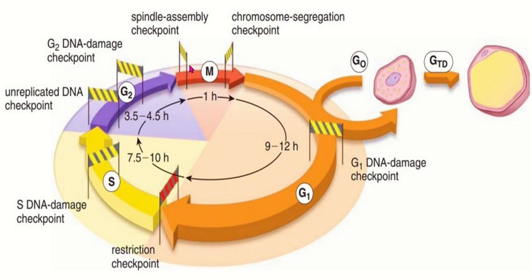Here two checkpoints are present: the spindle assembly checkpoint and the chromosome segregation checkpoint. The spindle assembly checkpoint ensures chromosomes are properly aligned and attached to the spindle apparatus before anaphase, preventing errors in chromosome segregation. The chromosome segregation checkpoint confirms chromosomes are correctly distributed between daughter cells before cytokinesis.